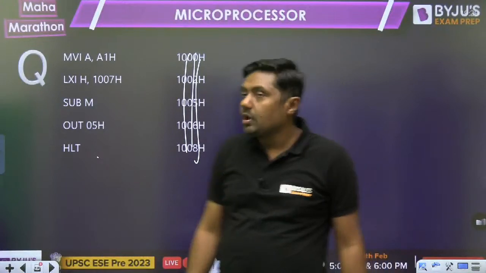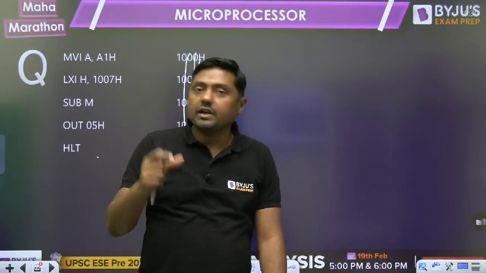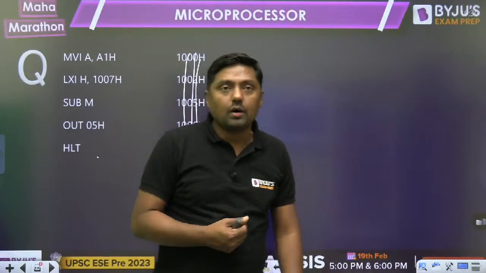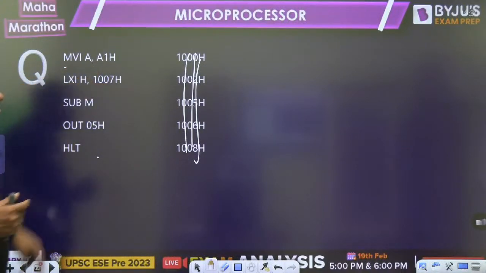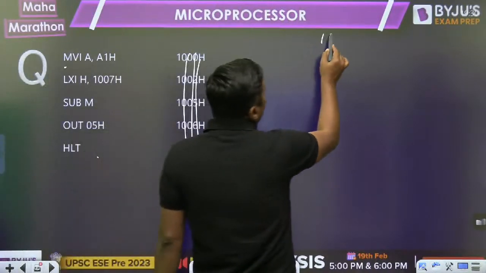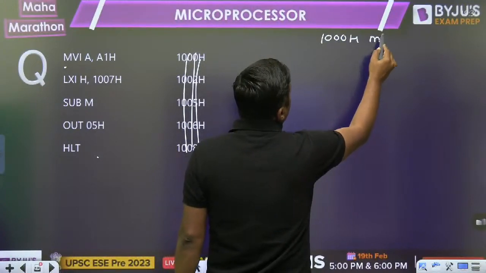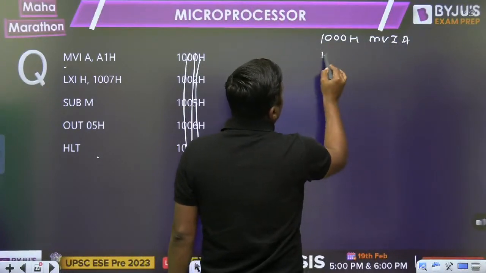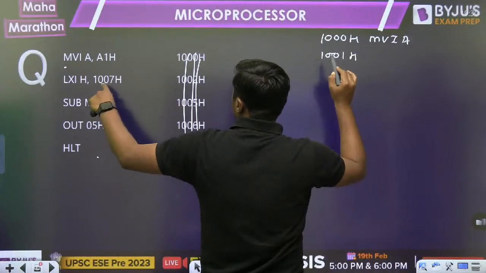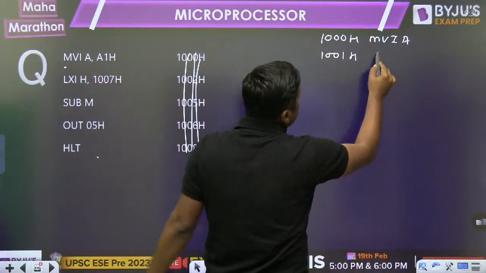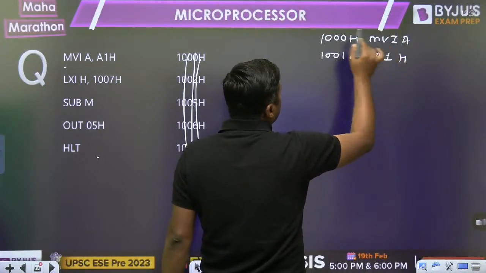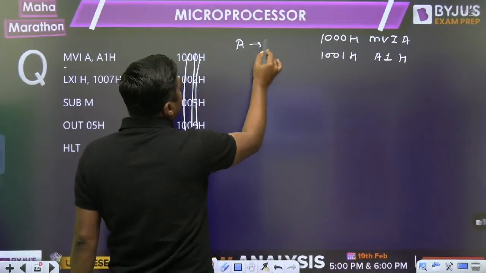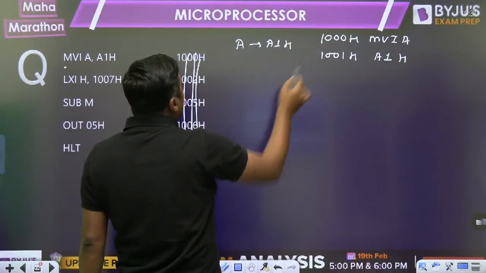Okay, tell me, at the output port, what data will be displayed for the program given? Look. MVI A, A1H. First of all, write the location: 1000H, MVI A. This is the opcode. 1001, you have to write what? A1H. This is the data. And after that, in the accumulator, we are going to store A1H. That is called immediate.